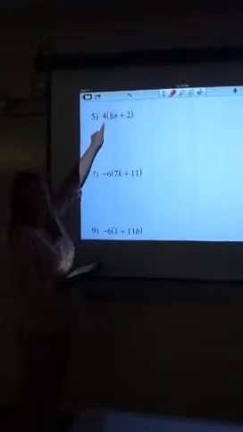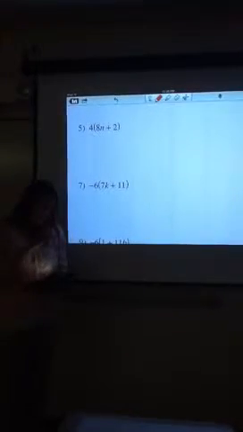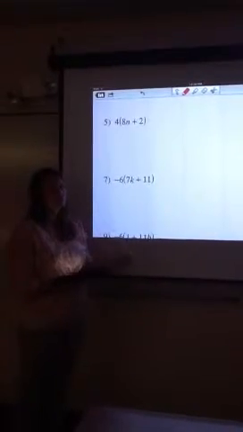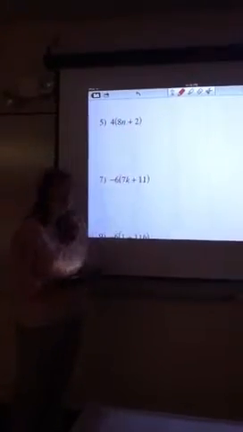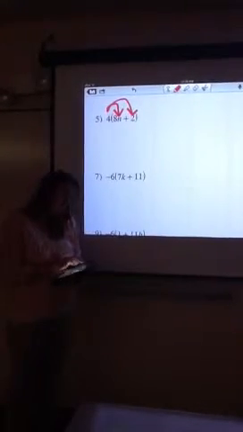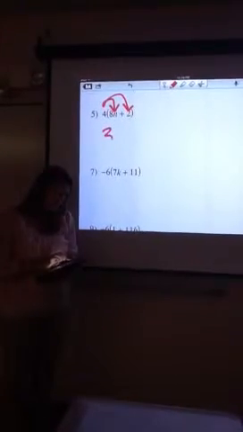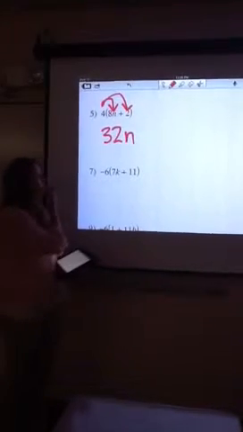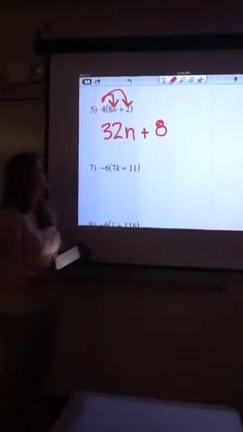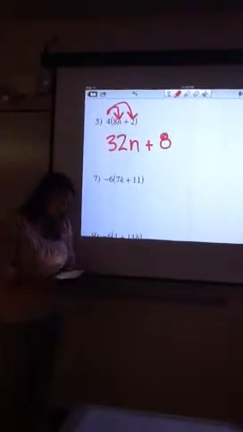Alright, scooting down to number 5. Here, I'm distributing a 4 into both of the terms inside the parentheses. Again, you're going to want to do this in your head, but you will eliminate a lot of error if you just draw your arrows. Okay, so I see that first I'm doing 4 times 8n. I'm going to multiply 4 times that coefficient of 8 and have 32 with my variable n. And then 4 times 2 leaves me with 8. And that is a simplified form of this problem number 5.